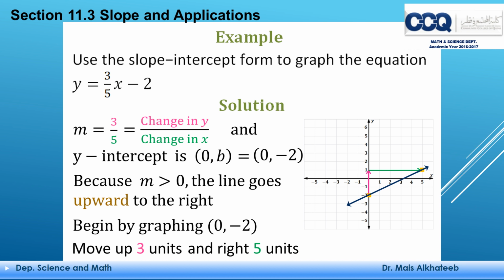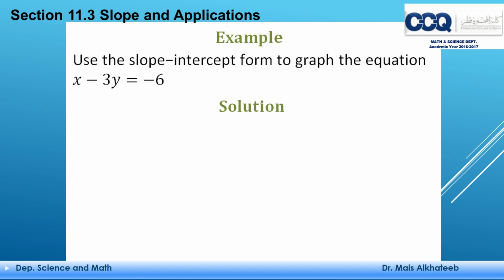Okay, I will go to the next example. Next example: use the slope intercept form to graph the equation x minus 3y equal -6.